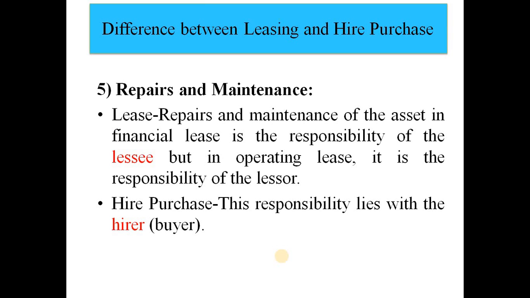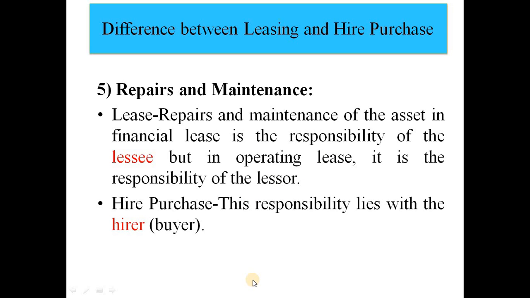Repairs and maintenance. In case of lease, repairs and maintenance of the asset in a finance lease is the responsibility of the lessee, but in an operating lease it is the responsibility of the lessor. So if it's a finance lease, the lessee is going to take care of the repairs and maintenance of the asset. If it is an operating lease, the lessor is the owner, and at the end of the term of the agreement also he is going to remain the owner. The option is not given to the lessee to buy the asset. That's why the lessor is responsible for the maintenance cost in case of operating lease.